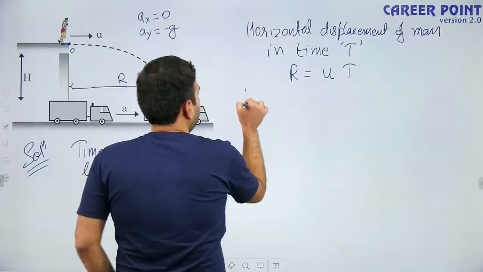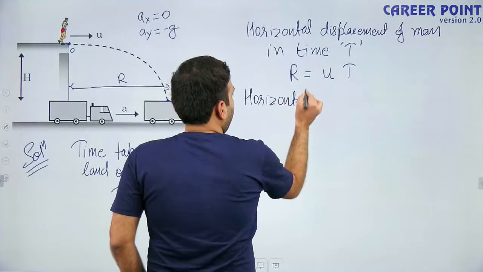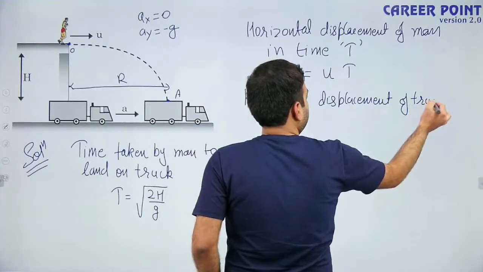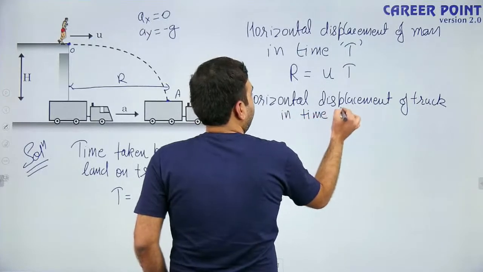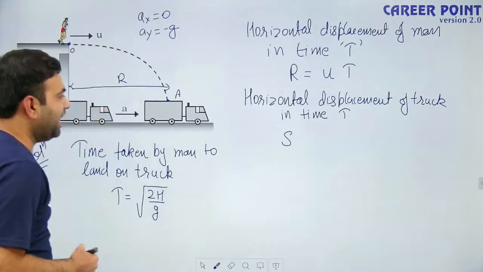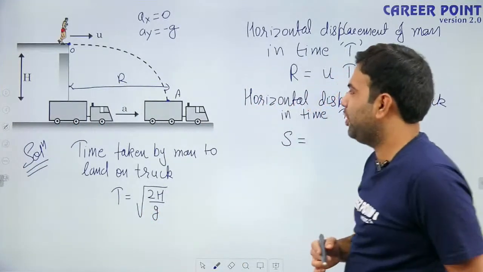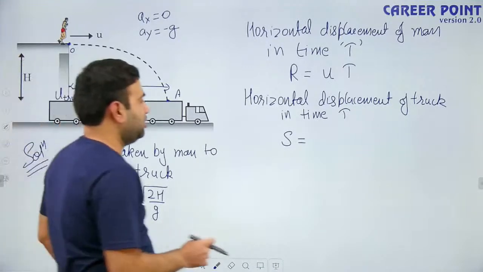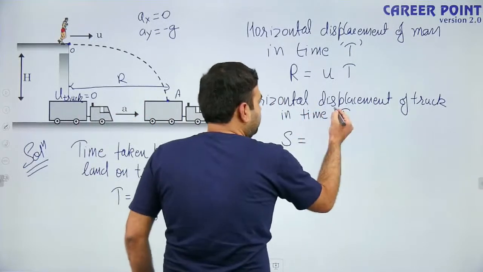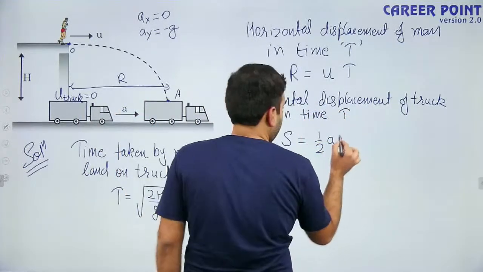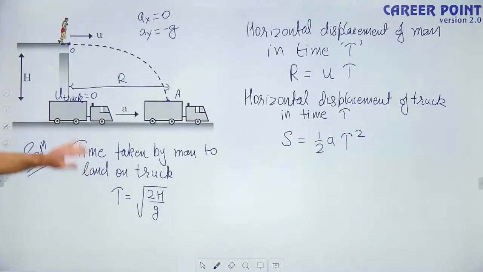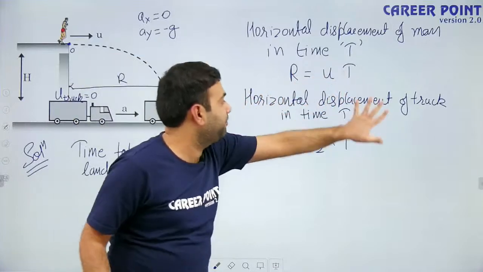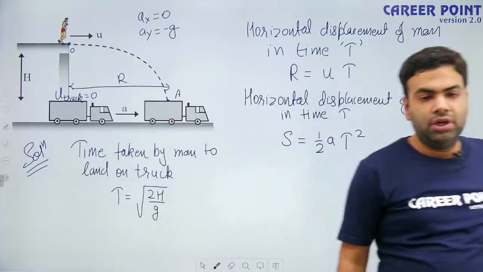Now, horizontal displacement of truck in time t is s. And what will be s? s is equal to ut plus half at square, because initial velocity of truck is 0 because it is starting from rest. So its displacement in horizontal direction in time t is half into its acceleration a into time square. So horizontal displacement of this man in time t is u into t, and horizontal displacement of truck in time t is half a t square. Now listen carefully.